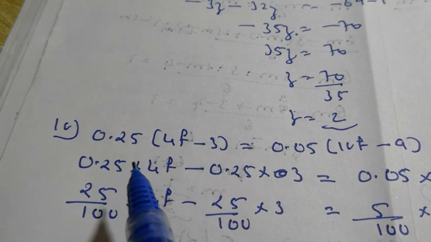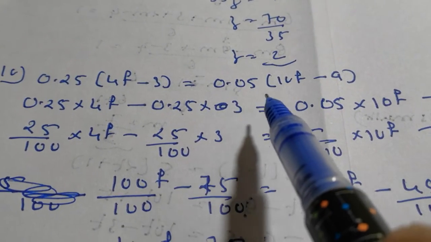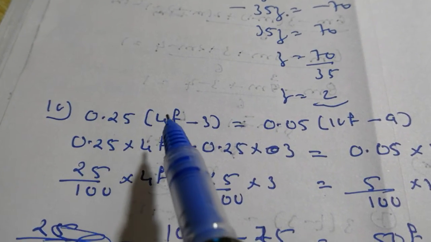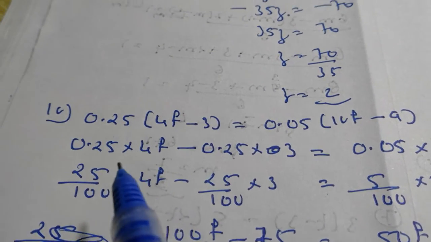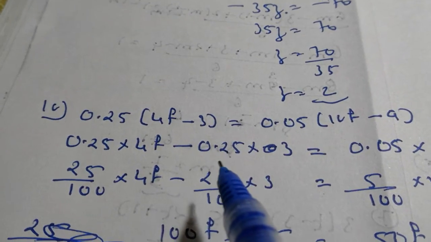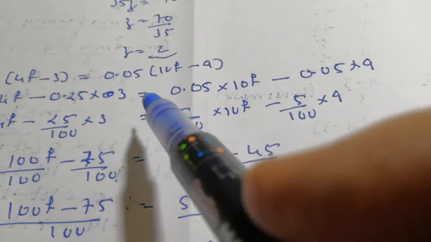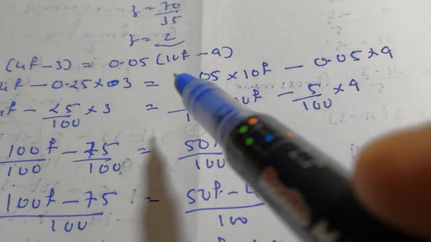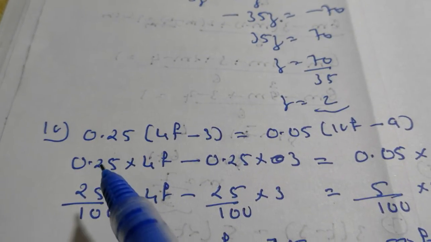Now 0.25 into 4f minus 3 is equal to 0.05 into 10f minus 9. So I am multiplying 0.25 into 4f and 0.25 into 3. So 0.25 into 4f minus, plus of minus minus 0.25 into 3. Same way I have done over here. 0.05 multiplied by 10f, plus of minus is minus 0.05 multiplied by 9. Now I have removed the decimal.